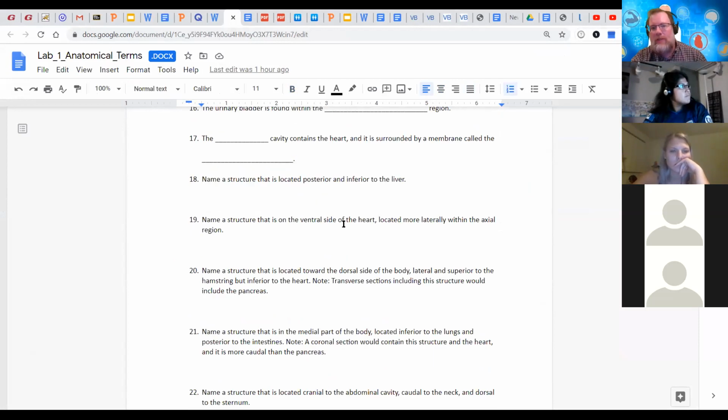Okay, ventral side, so it's in front of the heart, more laterally, but still within the axial region. So it's saying that we're still.